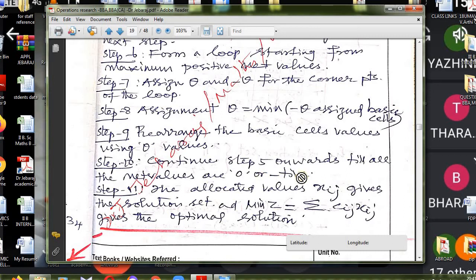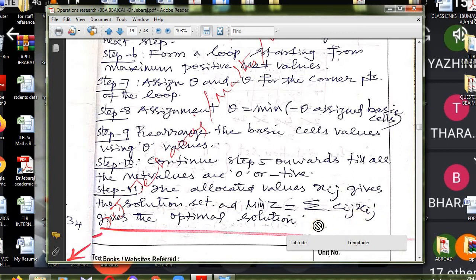Step number 11 comes. All the allotted values xij give the solution set, and the minimum z would be the product of the corresponding variable value by the corresponding cost. That is summation of Cij into Xij. That gives us a minimum optimal solution for our problem. So this type of problem solving is called Modi's method.